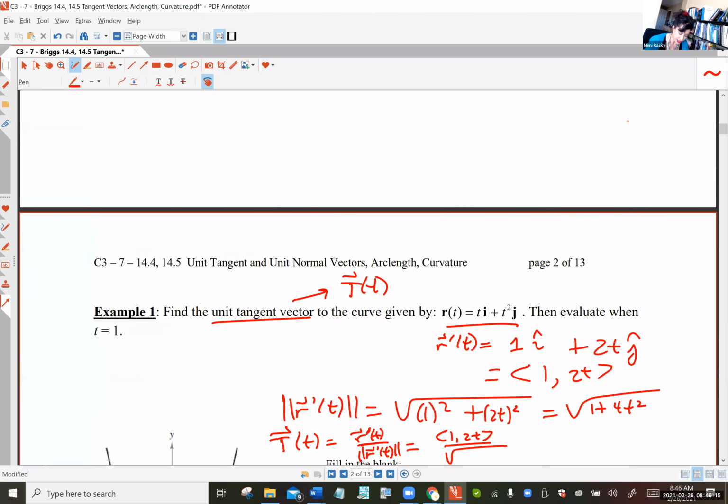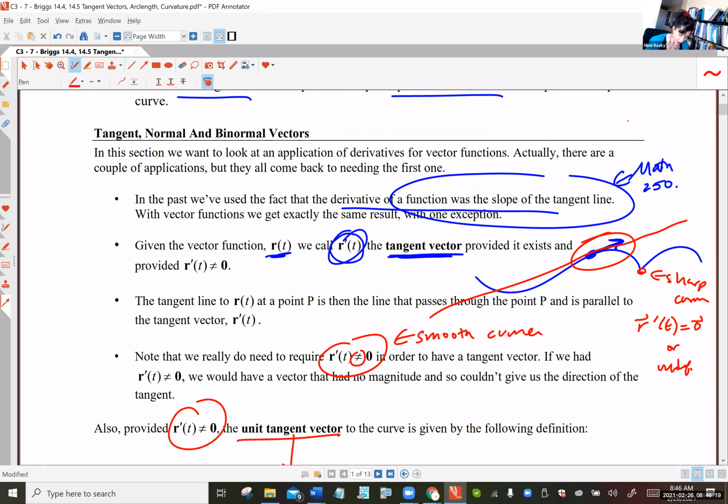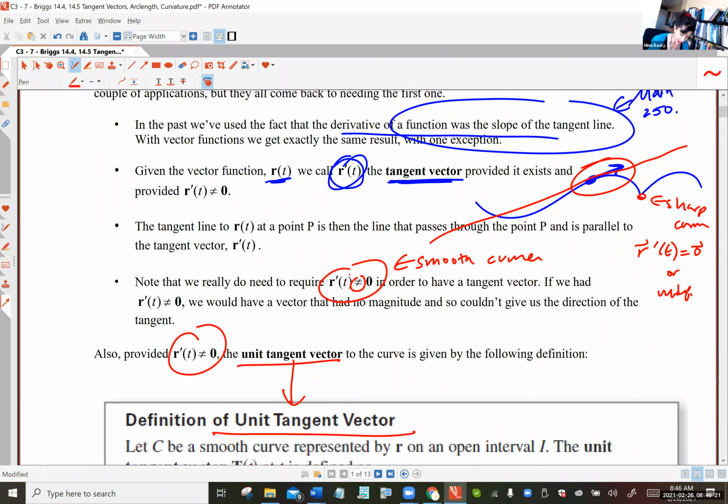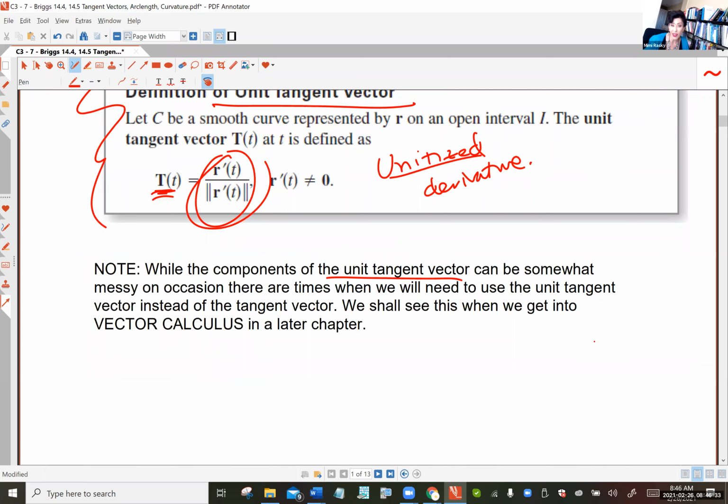Okay, so we're doing unit tangent vector. And so the definition, provided that your r prime isn't equal to 0, is this right here, big T, the unitized derivative. That's all it is. It's a unitized derivative, but we call it big T.